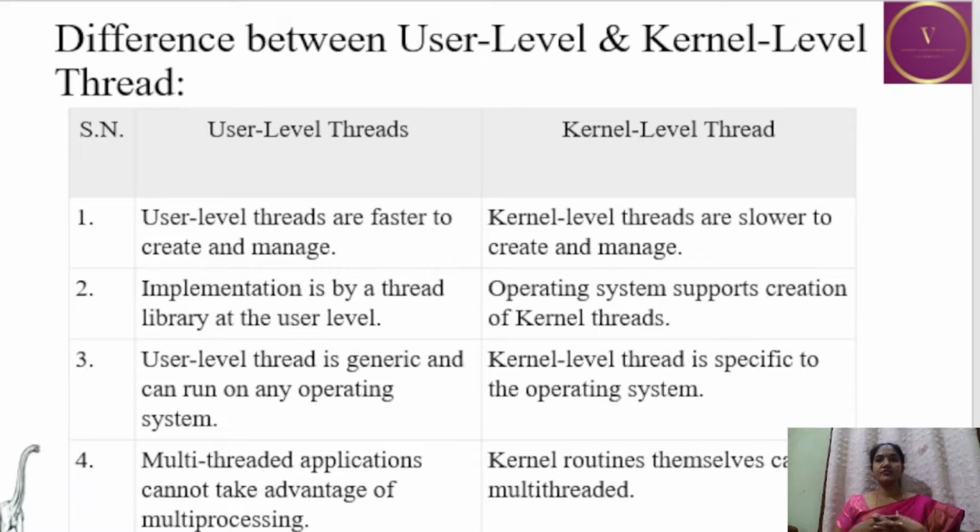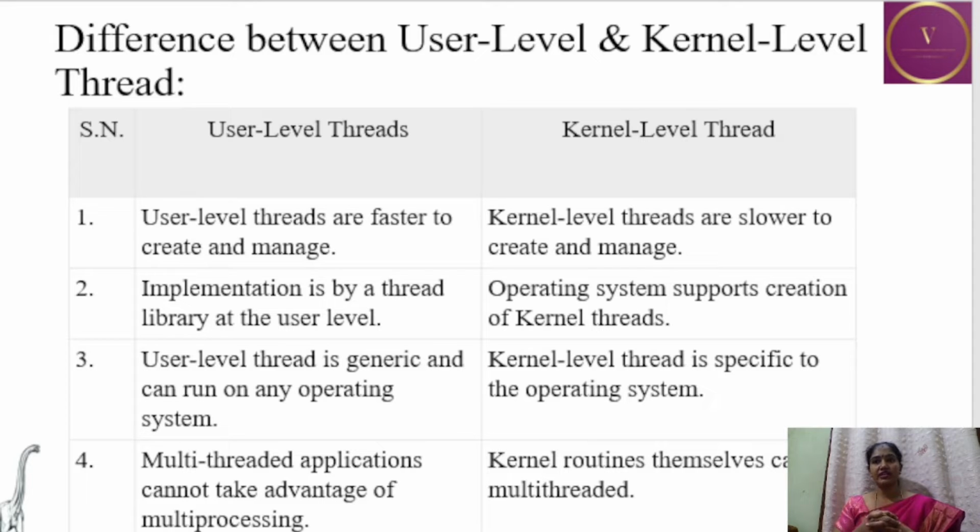Now let's see the difference between user level and kernel level threads. So far we saw about user level and kernel level threads. We'll see the main differences between them. User level threads are faster to create and manage. Why? Because the thread library is present in the user space, so it is faster to create, and it is managed in the user space, so it is easy to manage.